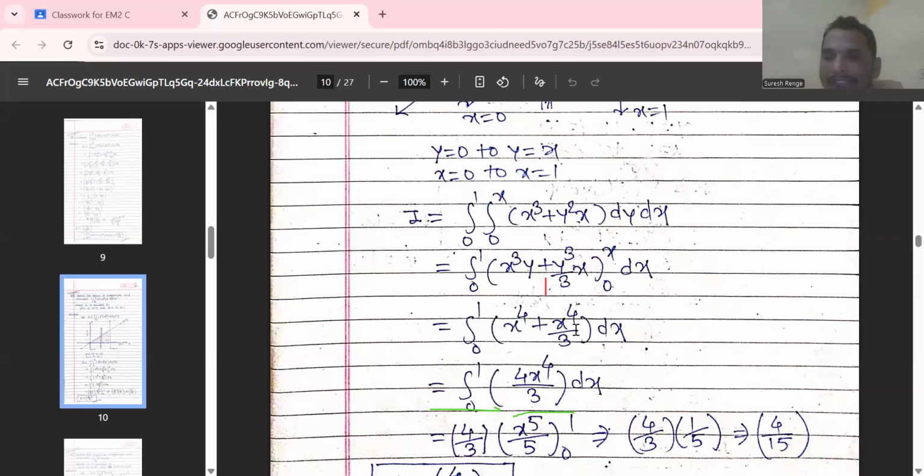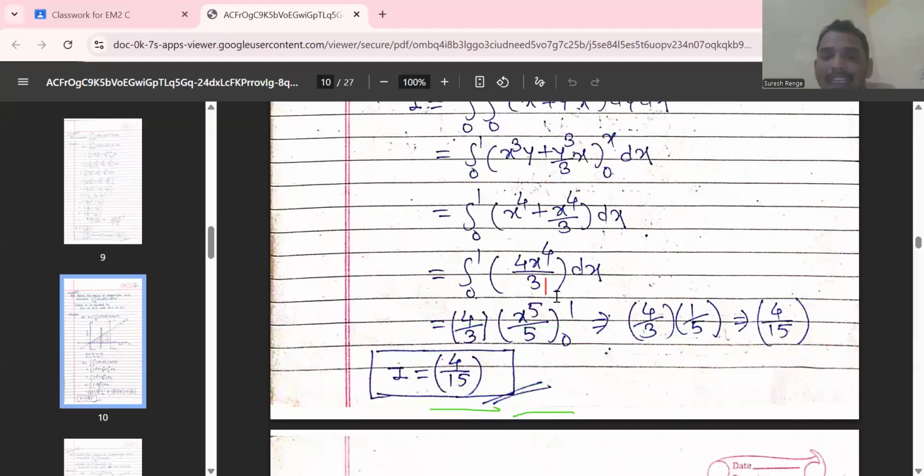Add these two terms. That becomes 3 ones are 3, that is 3 x raised to power 4 plus 1 x raised to power 4, all divided by 3. This is like adding rational numbers, such as 1 by 2 plus 3 by 2. That addition is equal to 4 x raised to power 4 divided by 3, dx. And what is the limit? 0 to 1.